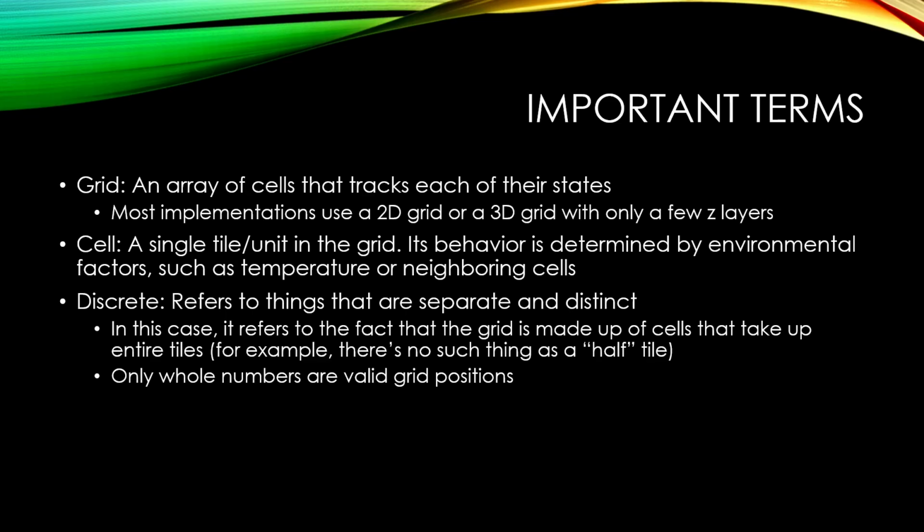Now, inside that grid, at every position you have a cell, which is just the single unit on that grid. Its behavior, like I said before, is determined by environmental factors like what's around it, or its temperature, or anything like that. Now, you might also hear the term discrete come up, and that basically refers to things that are separate and distinct. So, when you look at a grid of cells, each cell is just one whole cell. You can't divide it into a half cell or a quarter cell or anything like that. So when you refer to a position on a grid, you can only use whole numbers. That's what the term discrete is referring to.